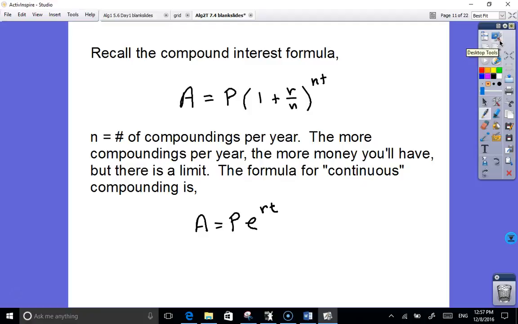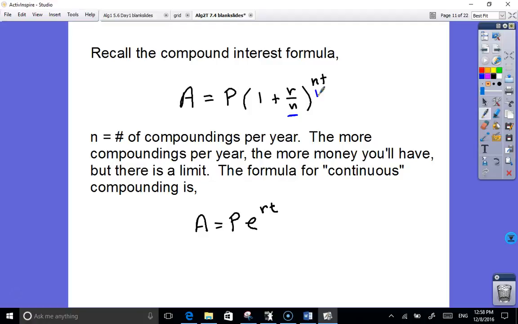Okay, another way that e comes up is the compound interest formula. Remember the parts of the compound interest formula. One of the pieces was this n, and the n represents how many times per year you are compounding. And as the number of compoundings goes up, the amount of money you're going to have also goes up. But it turns out that it's not without limit. It's not like you could just keep going and going and it'll keep going infinitely high.